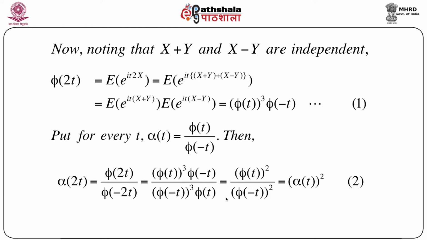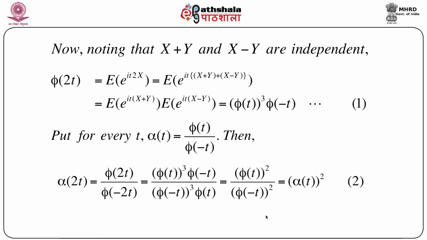Now simple cancellation will give us, because one phi t cancels out and one phi minus t cancels out. So we are left with phi t whole square by phi of minus t whole square, which is nothing but phi t by phi of minus t, the whole thing square, that means alpha t square. So we eventually get alpha 2t equals alpha t whole square. Let's call this equation 2.